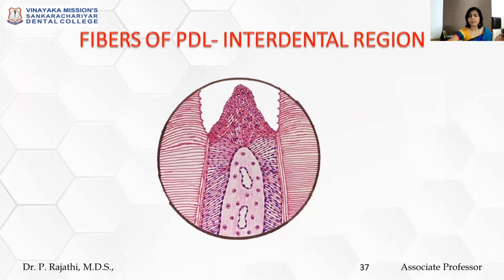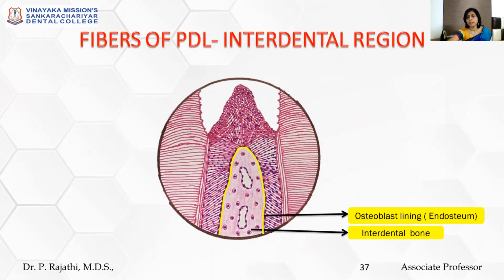Now let's see the fibers of the periodontal ligament in an interdental region. In this picture, this is the interdental bone, and over it you have the osteoblastic lining, that is the endosteum. The cell nucleus can be very clearly appreciated over the yellow line. On the left side you have one tooth, and on the right side another tooth. For convenience, I have named them tooth 1 and tooth 2.